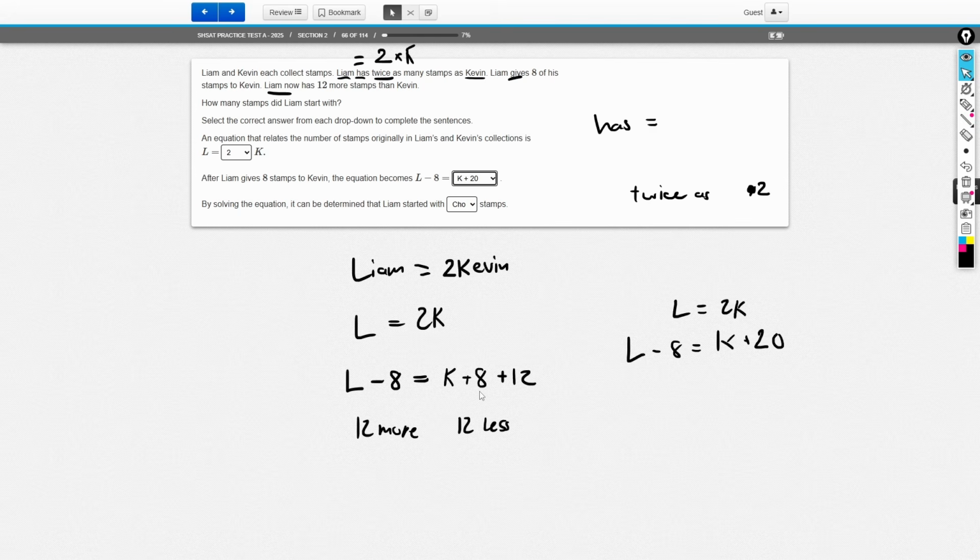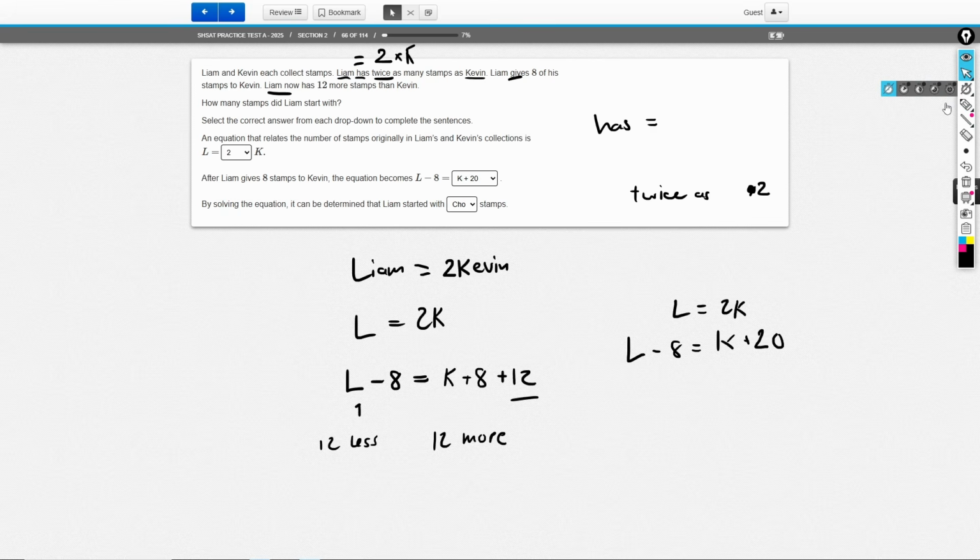Liam loses 8 stamps, Kevin gains 8 stamps. In order to make Kevin's amount of stamps equal to Liam's amount of stamps, he needs 12 more. I noticed that I wrote that incorrectly down here, so let me fix that. Kevin still needs 12 more. That's why we added 12 here. So he needs 12 more. Liam needs 12 less. So that's equal to K plus 20.